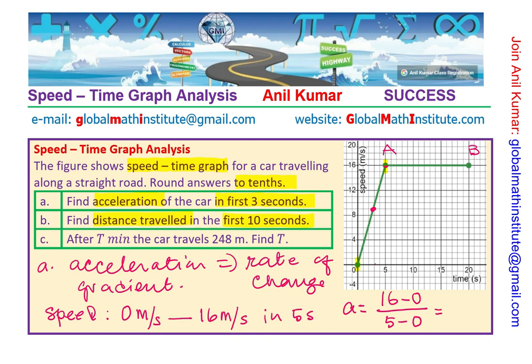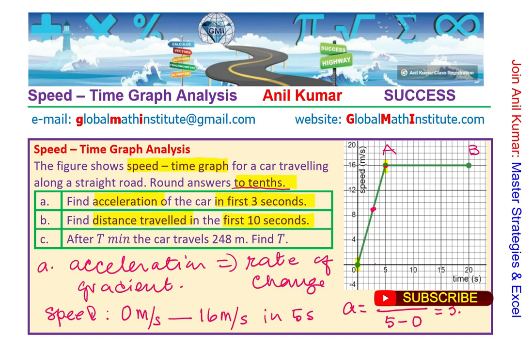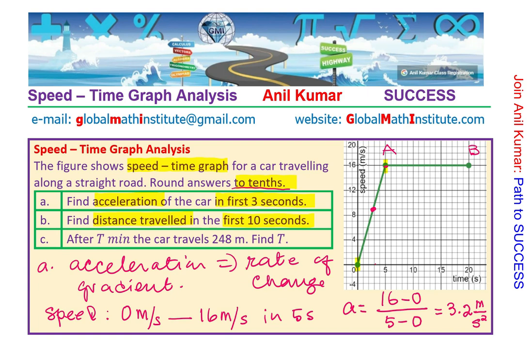And remember, you have to answer to the nearest tens. 16 divided by 5. So 5 times 3 is 15. 1. 5 times 2 is 10. So acceleration is 3.2 meters per second square. It is important to include units. So acceleration here, rate of change of speed in the given duration of time. Since it is a straight line, it is going to be constant at any point in between.